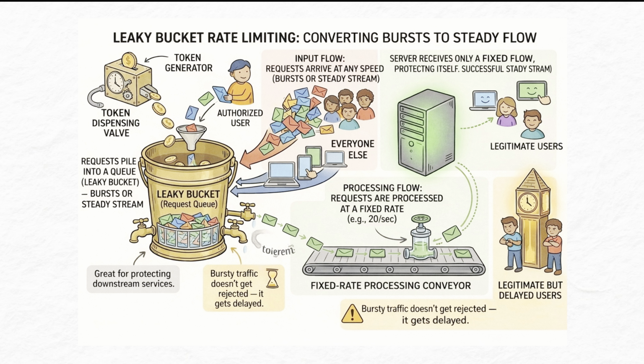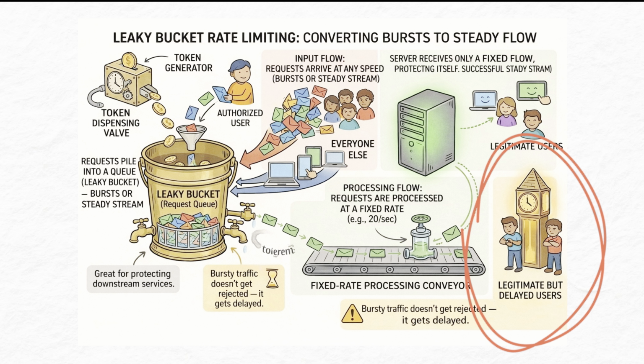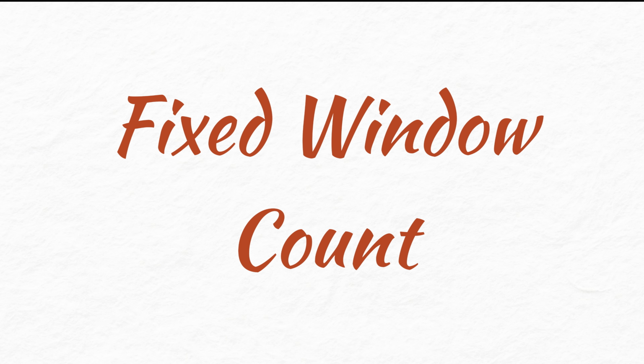The second one, Leaky Bucket. Requests can arrive at any speed, but they are processed at a fixed rate. No bursts, great for protecting downstream services. The only downside, bursty traffic doesn't get rejected. It gets delayed.